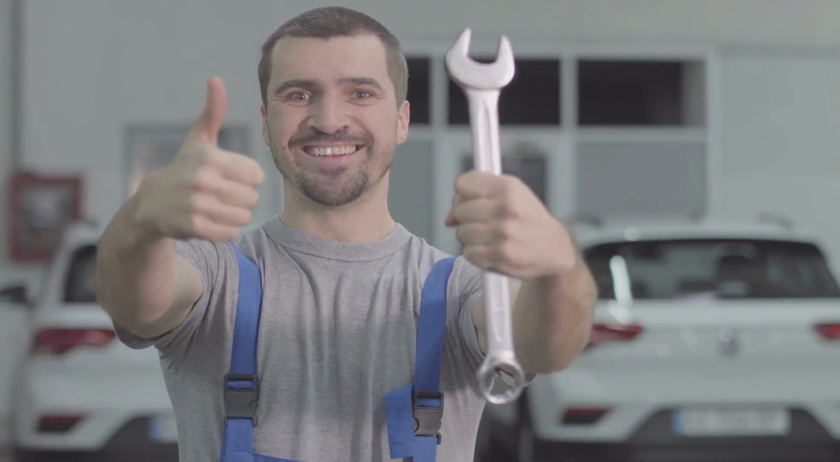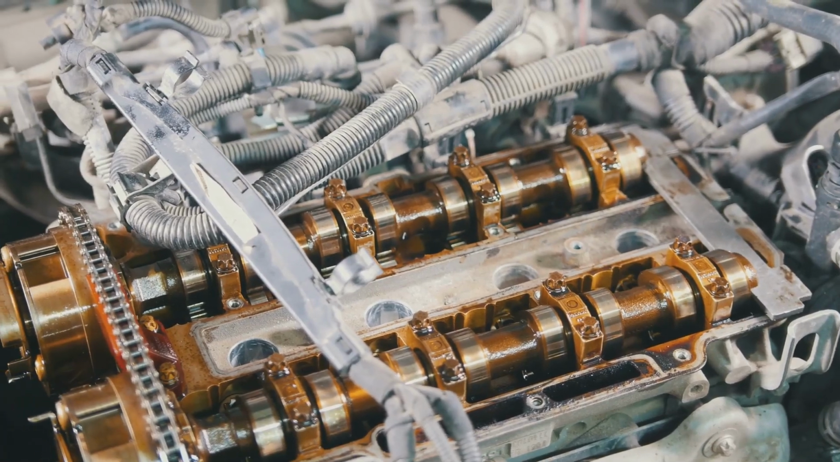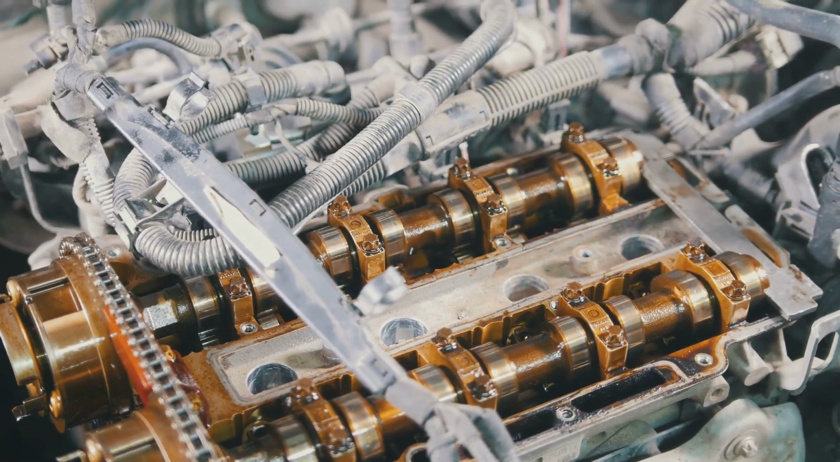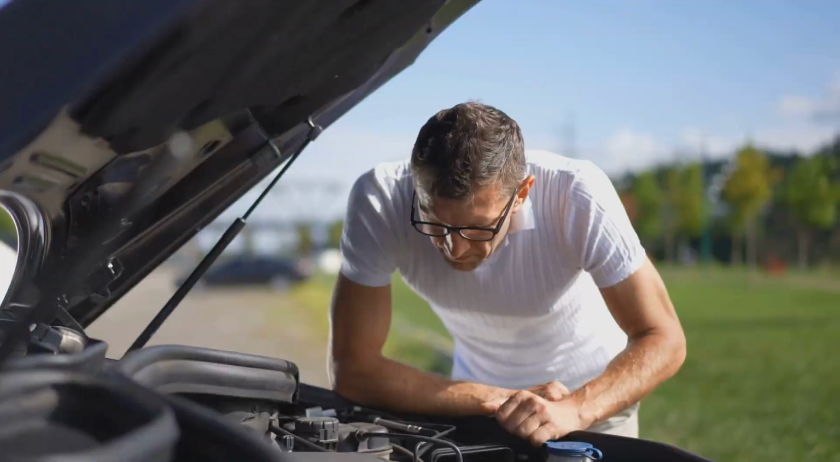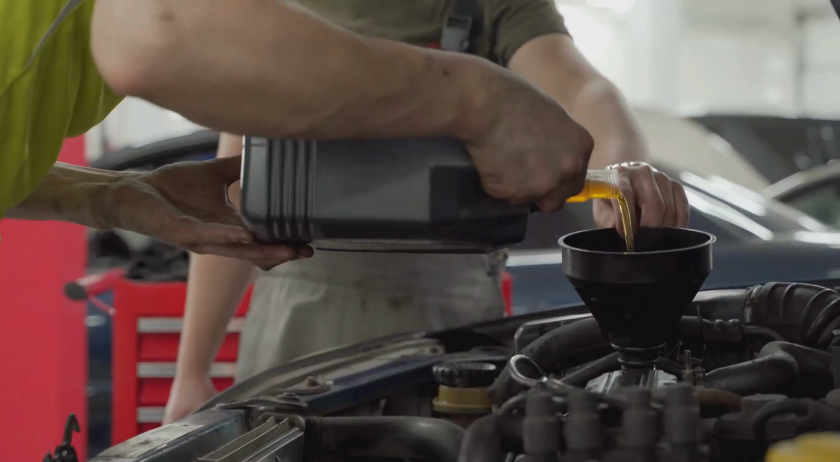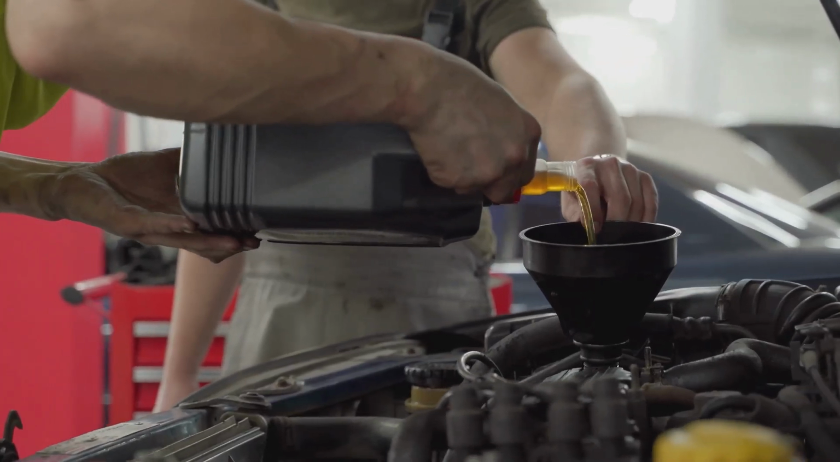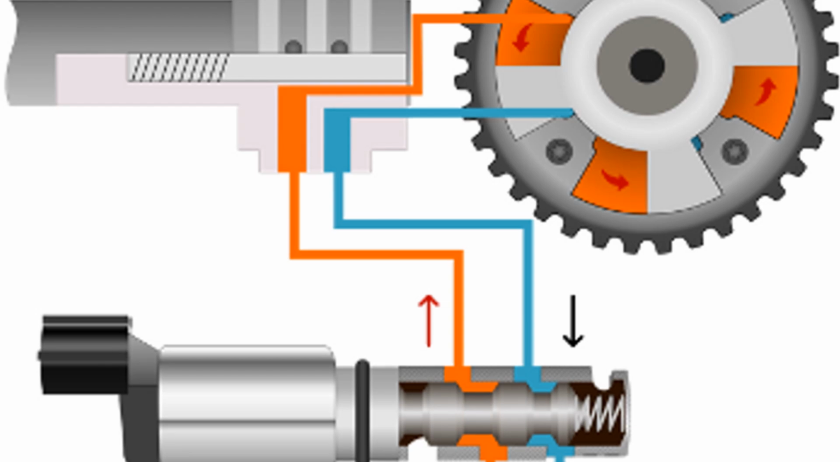So, there you have it. P0010 and P0011 are camshaft timing-related codes, and while they might seem complicated, they often have simple fixes like changing the oil or replacing a VVT solenoid.